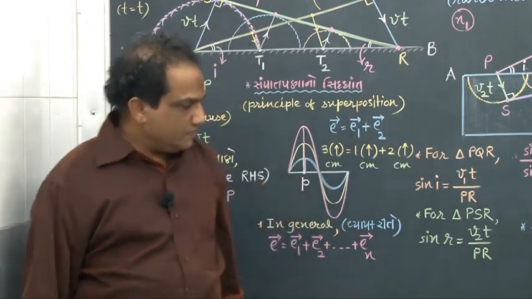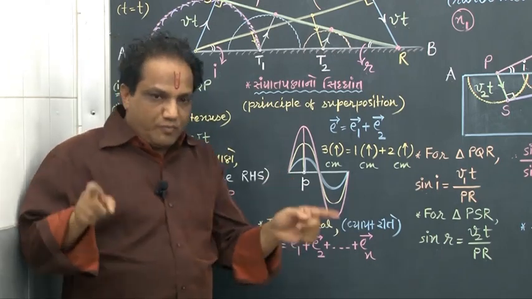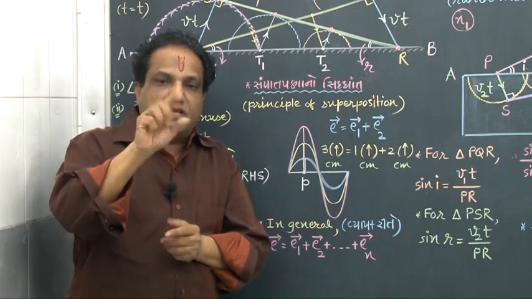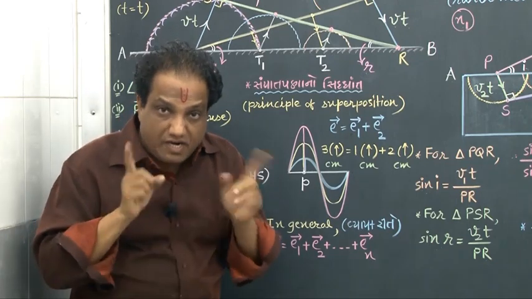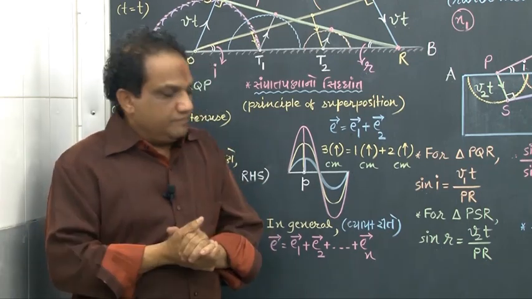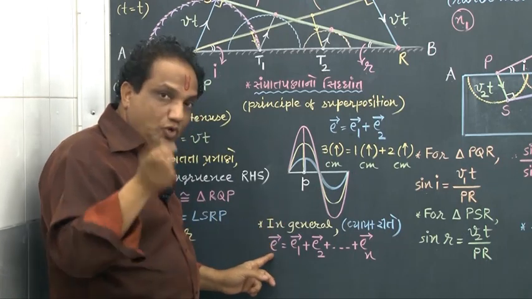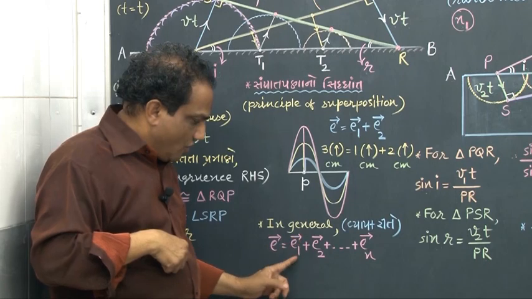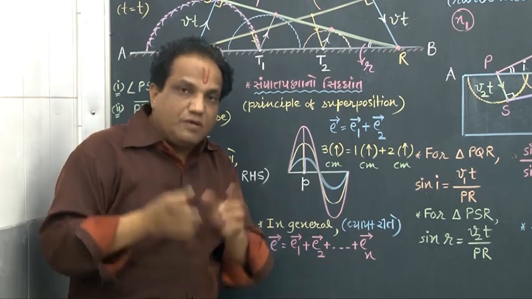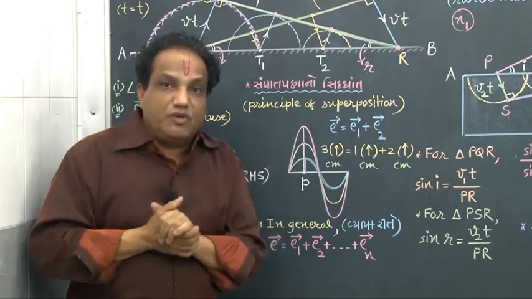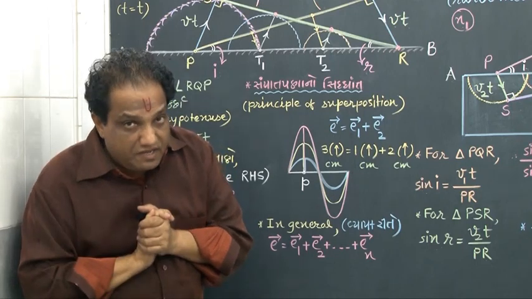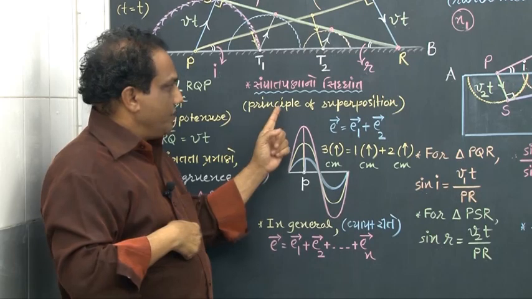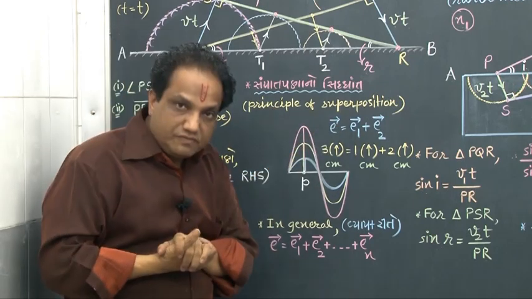Look, whenever there is a superposition of two or more than two waves at a given particle of medium simultaneously, then the resultant displacement produced in that particle is just equal to the vector addition of displacements produced by the superposing waves independently. Full stop. This very statement is called the principle of superposition.